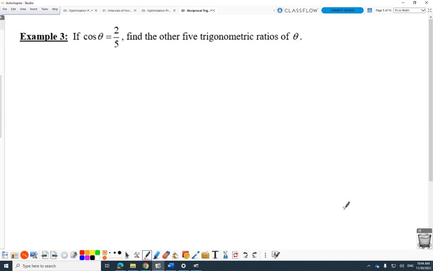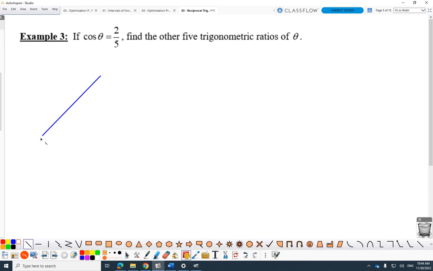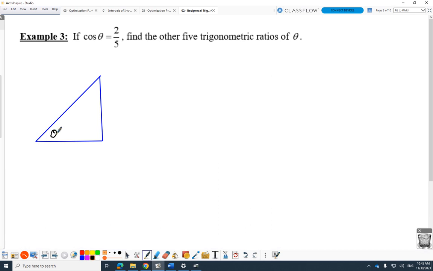If cosine of theta is 2/5, find the other 5 trig ratios. Same type of question with a different setup. So here comes my right angle triangle. I'm going to put theta on there. I'm going to put the right angle on there. If I'm using theta, then this is the adjacent, 2. And this is the hypotenuse, 5. I don't know, give it a shot. See if you can do the other 5 trig ratios. Now, see if you challenge yourself to try to remember them.